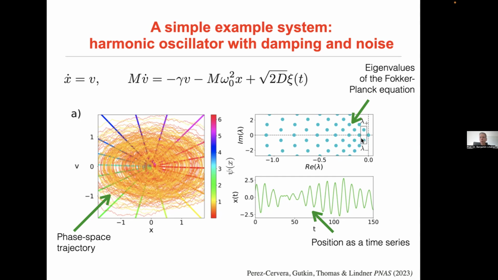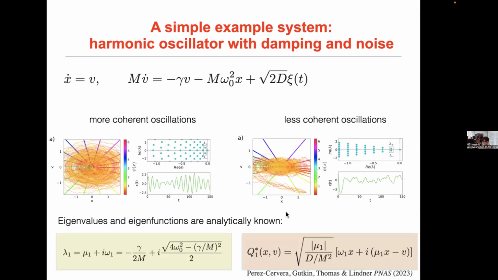here, lambda 1, which is complex conjugated, and for this system, you can actually find the eigenvalues, because it's a linear system, and the eigenfunctions analytically, and the Q1 function in particular is just a linear combination of x and v.